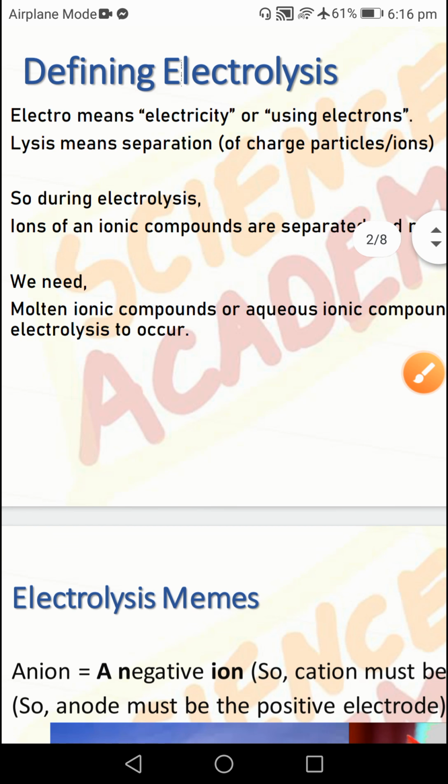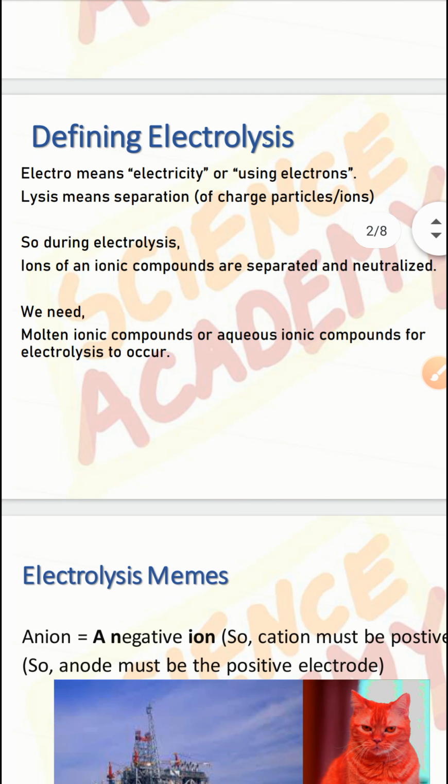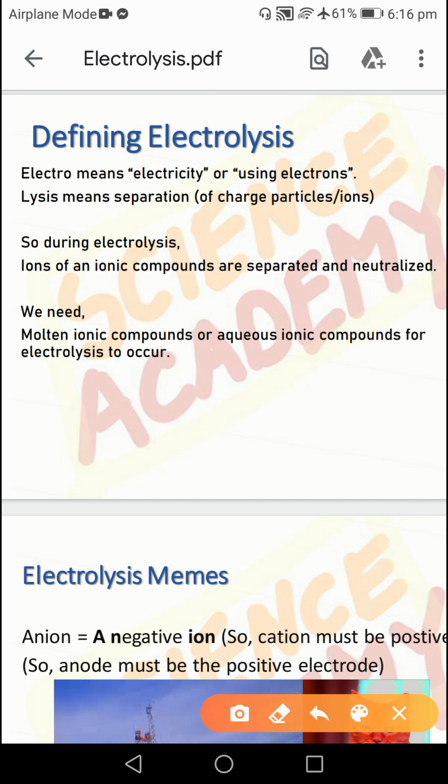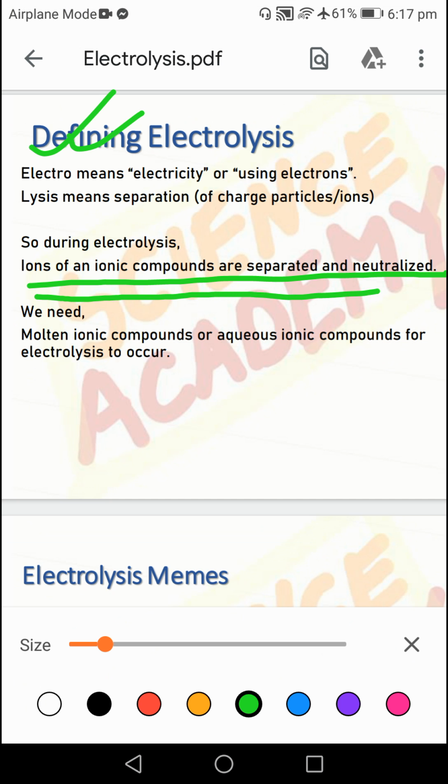So what happens during electrolysis? The ions of an ionic compound are separated and neutralized. This point is very important. This whole slide defining electrolysis is very important. Look what happens: the ionic compounds are separated and neutralized. Separated and neutralized, these are the two key points.